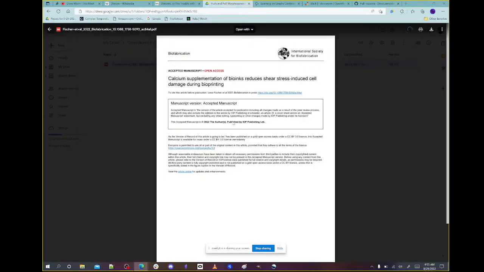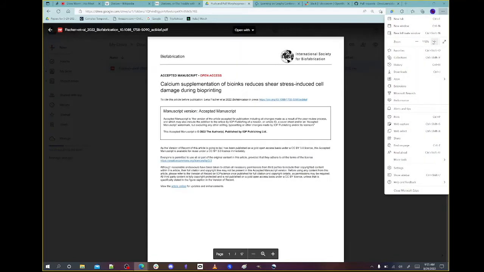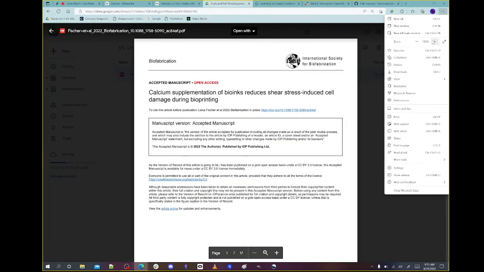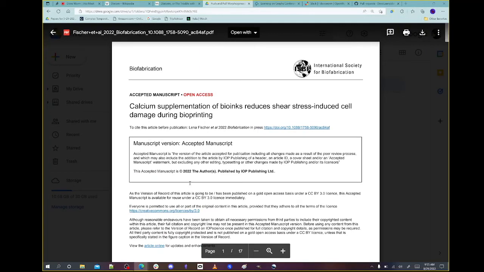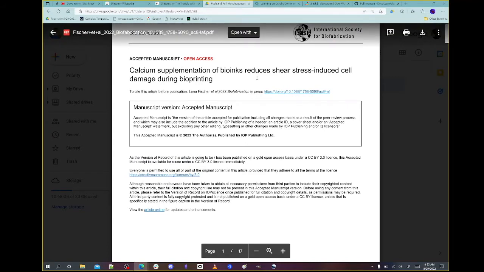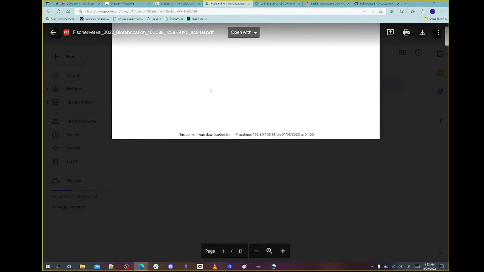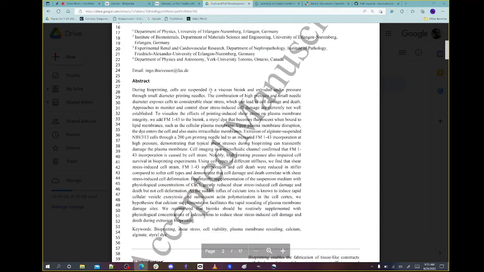Then I think we did a couple papers on that, and now there's this other paper I wanted to talk about within the scope of this. This paper is from the International Society of Biofabrication, or I guess the Biofabrication journal. This is an accepted manuscript: calcium supplementation of bioinks reduces shear stress-induced cell damage during bioprinting. So a little bit different take on it from some of the model systems.